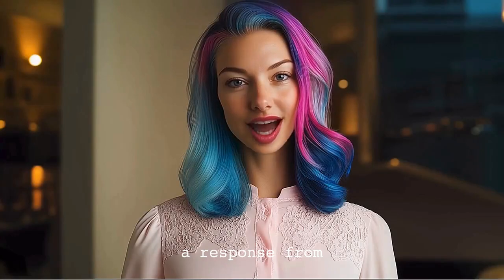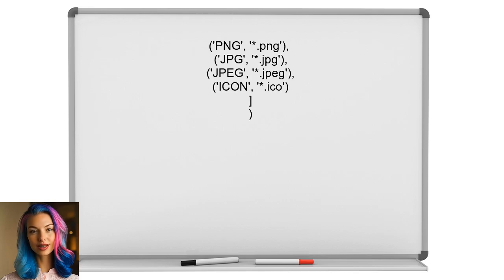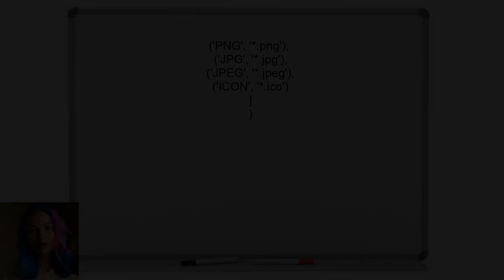Now, let's see a response from a different user. An alternative solution provided by a user suggests using individual two-tuples for each file type you want to include. For example, you can specify PNG, JPG, JPEG, and icon file types separately. This way, you can easily allow multiple file types in the file dialog.